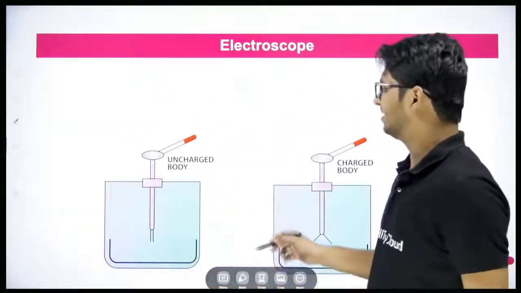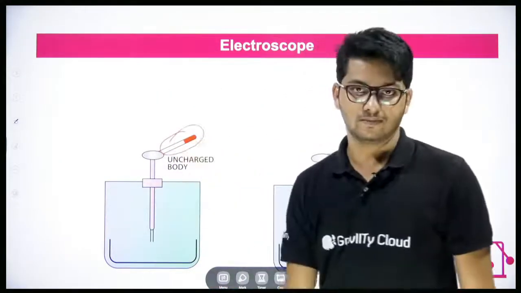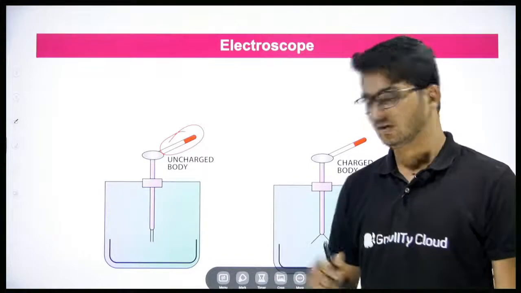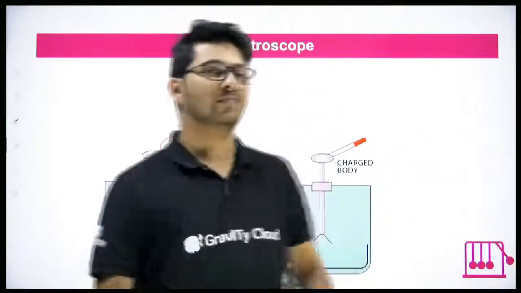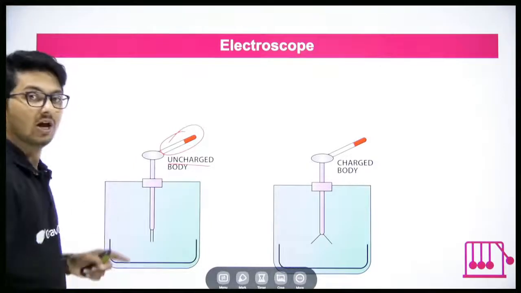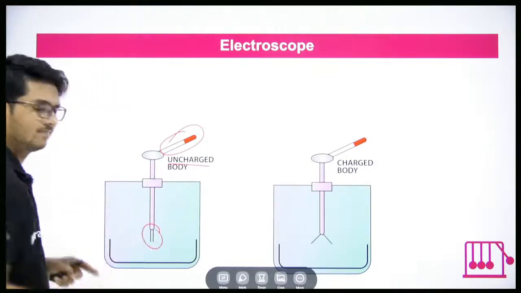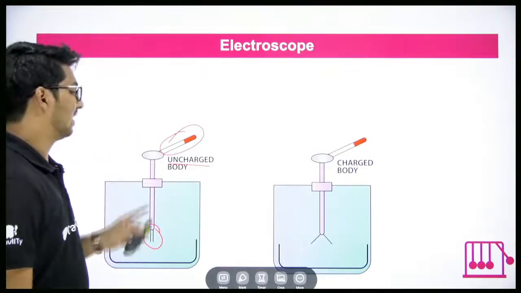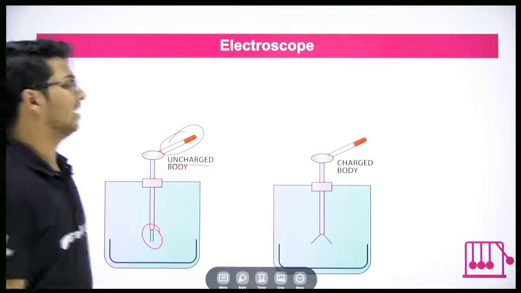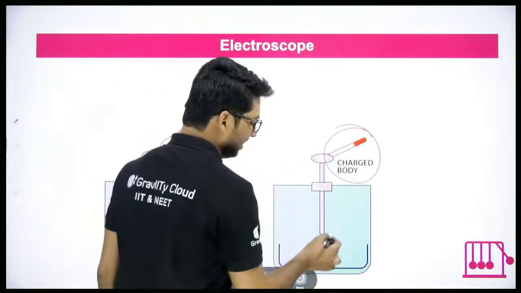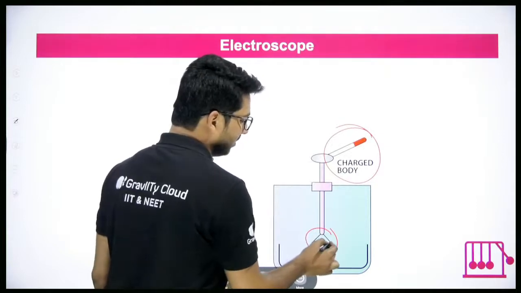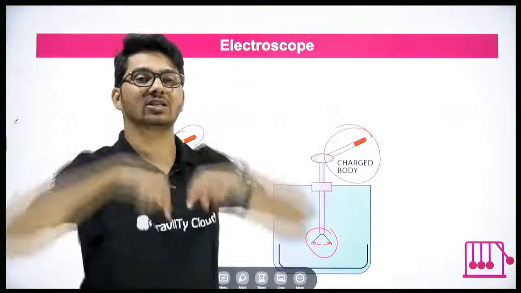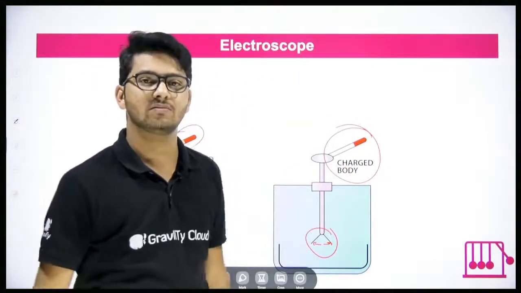So let's see how it works. Let's say this is the rod, and we have to test whether that rod is charged or not. Two cases are given to us. If the rod is uncharged, you have to focus on the leaves. The leaves are just hanging, doing nothing, when the body is uncharged. But when the body is charged, you can see the leaves are repelling each other. They are going away. So if the leaves diverge, if they repel each other, that means the body is charged.